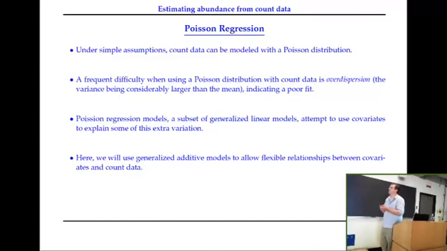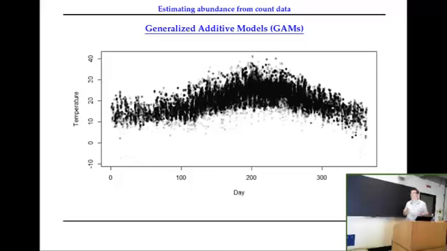So typically, when people want to model count data, the first thing they think of doing is using a Poisson regression. Under very simple assumptions, count data can be modeled using a Poisson distribution. The Poisson distribution has the property that the mean is supposed to equal the variance, and very typically, when people actually go to fit data, they find that the variance is quite a bit larger than the mean. This is called over-dispersion, which means that maybe a Poisson distribution isn't quite the right function to fit.